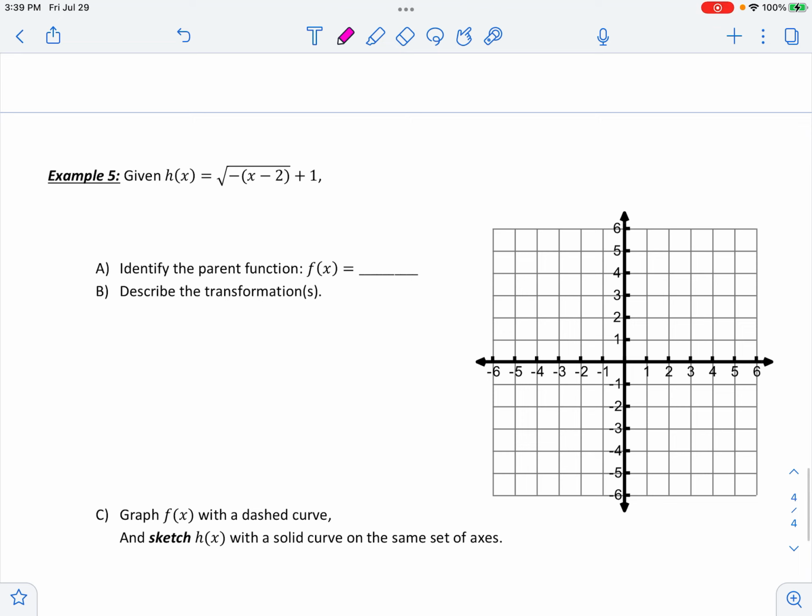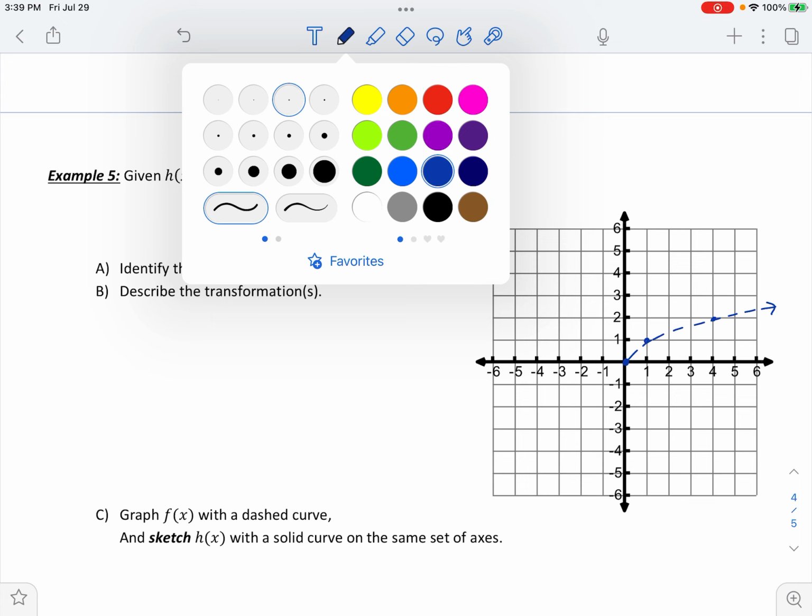All right, let's move on to the next one here. So I need to know the parent first. I look and I see a square root, so my parent function is a square root function. I'm going to graph my critical points: 0, 0, 1, 1, 4, 2. Dashed curve.